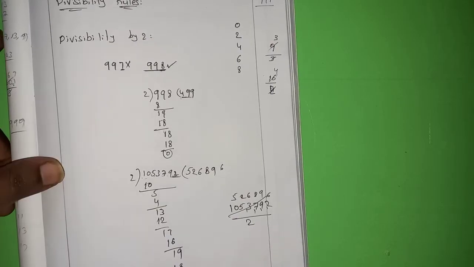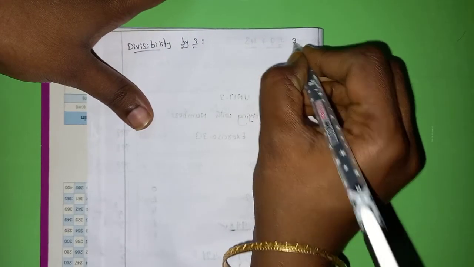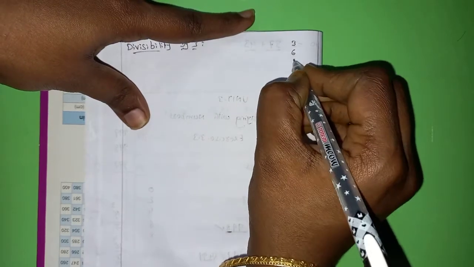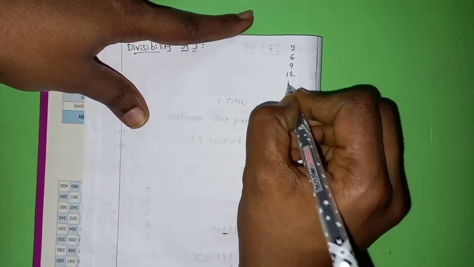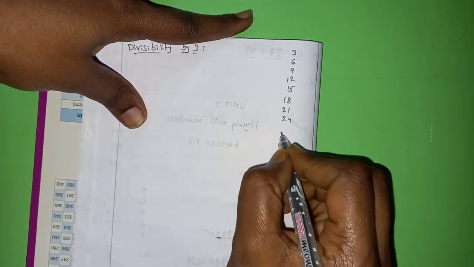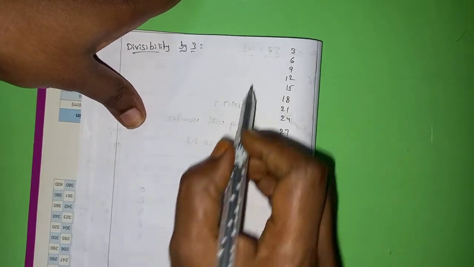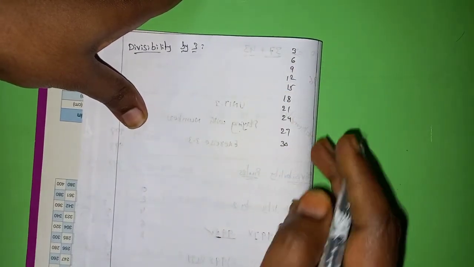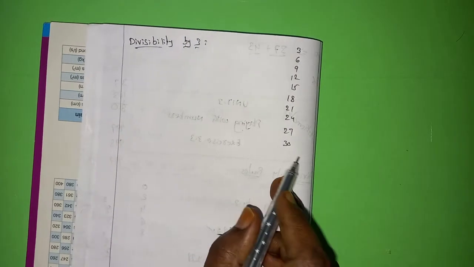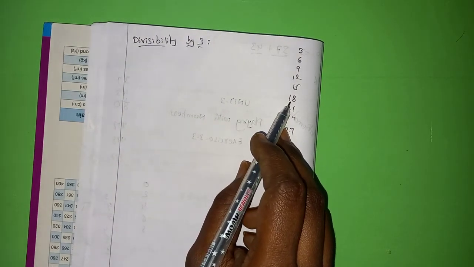Okay, next one is divisibility by 3. Okay, you know the 3 table, right? What are the answers? 3, 6, 9, 12, 15, 18, 21, 24, 27, 30. When you see numbers like this, you can easily say, okay, 30 is divisible by 3, 18 is divisible by 3. Like that you can easily say.